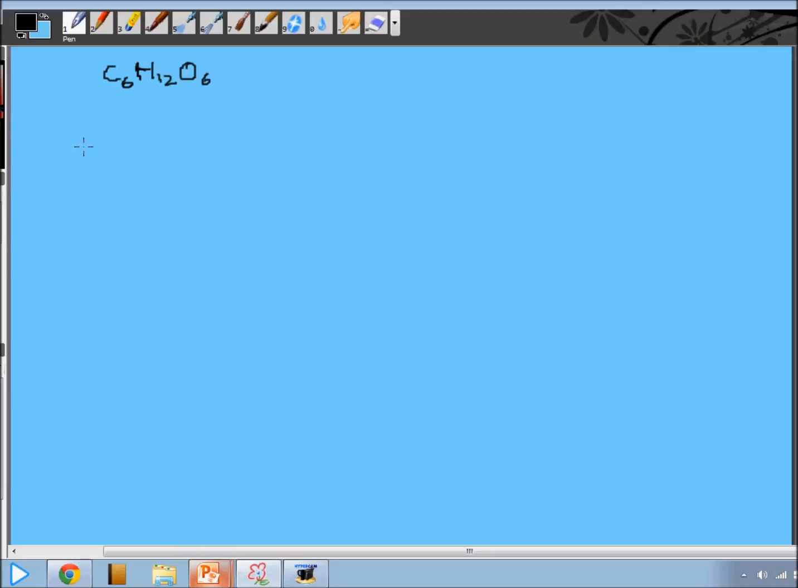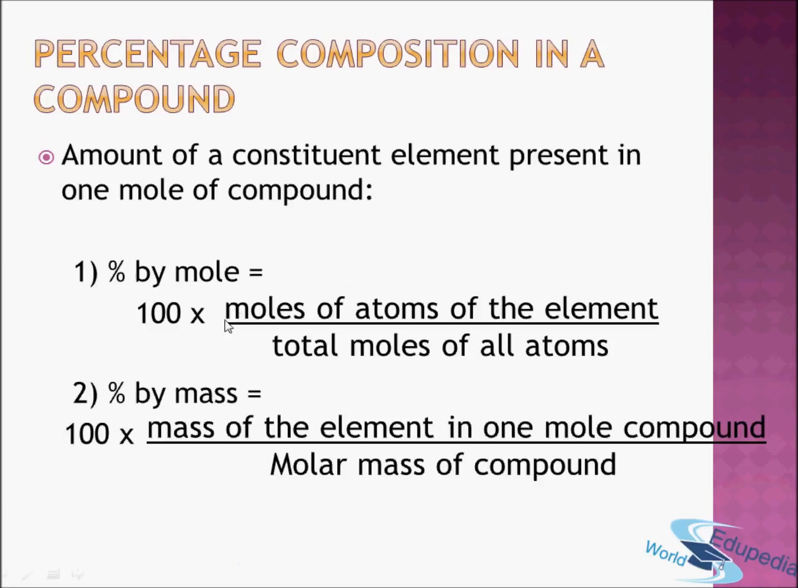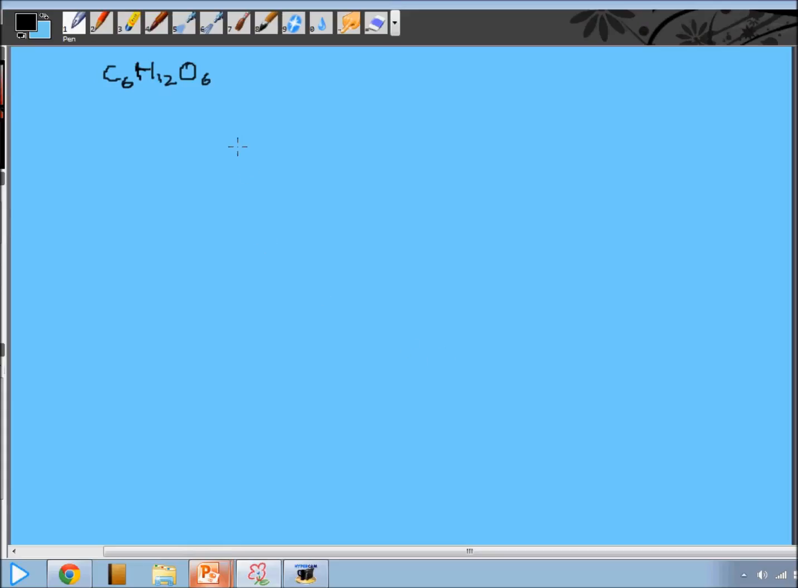So how do I calculate molar composition? Molar composition is 100 multiplied with moles of atom divided by total moles of all atoms. So let's see. C6H12O6, it has 6 atoms of carbon, 12 atoms of hydrogen and again 6 atoms of oxygen. So in 1 mole compound I have 6 atoms of carbon plus 12 atoms of hydrogen plus 6 atoms of oxygen. So in all I have 24 atoms in 1 mole of this compound.